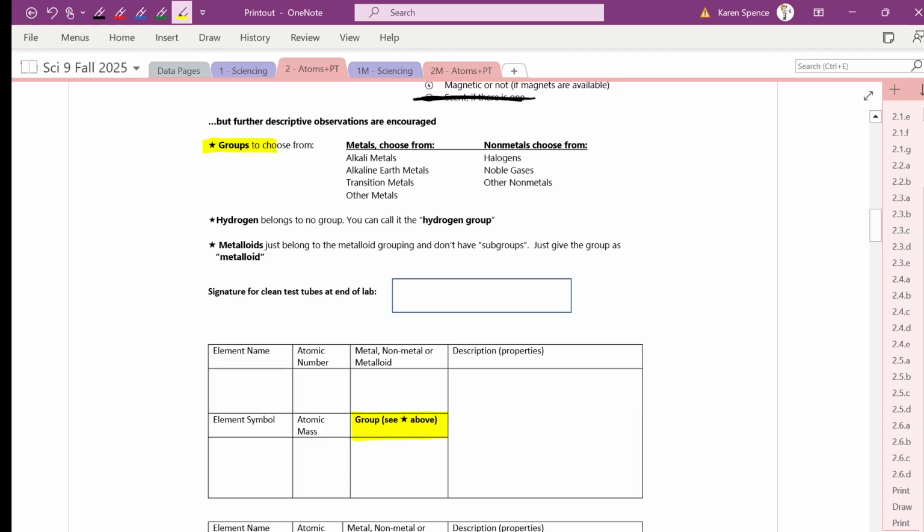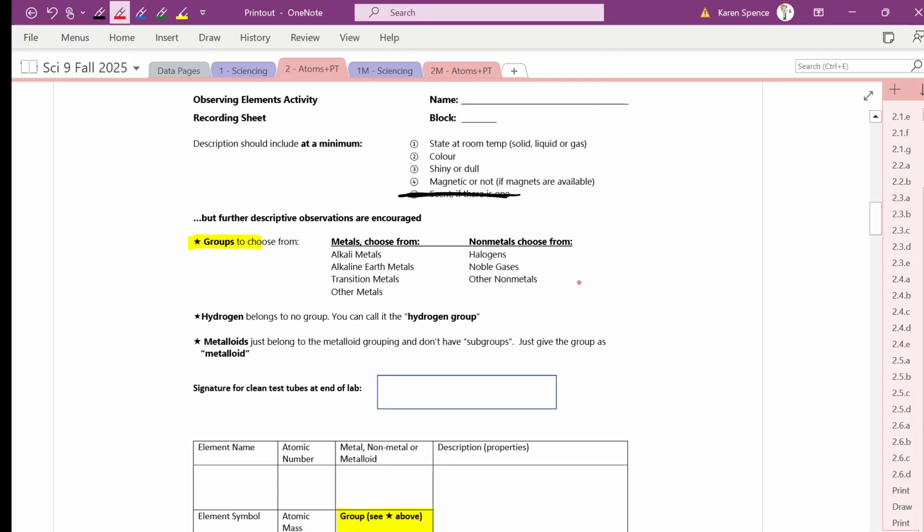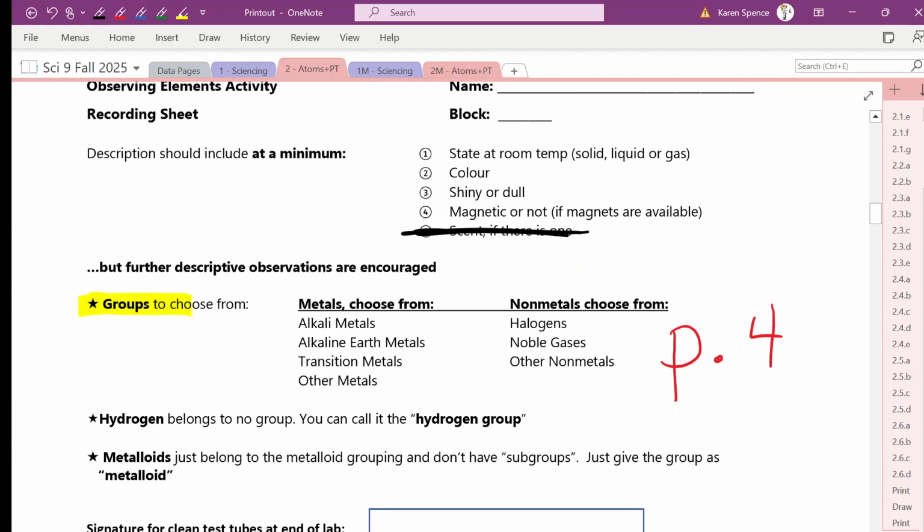And so that's either going to be the alkali metals, alkaline earth, transition metals, other metals, halogens, noble gas, and nonmetals. So you'll be looking those up on page 4. So if you want to, for yourself, you can say page 4 for those groups. We also have hydrogen, which belongs to no group. You can just call it the hydrogen group. And we have metalloids, and they just belong to metalloids. Okay?